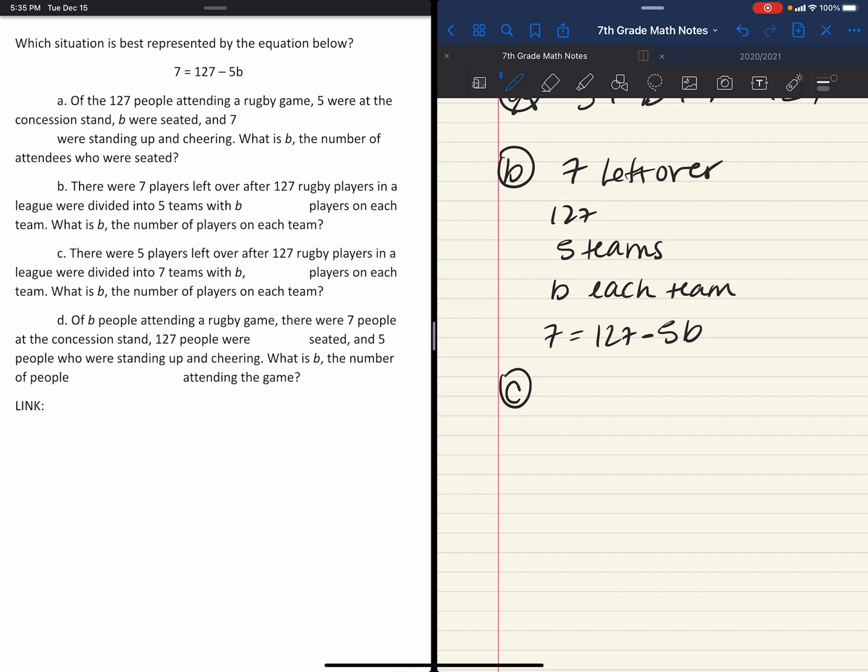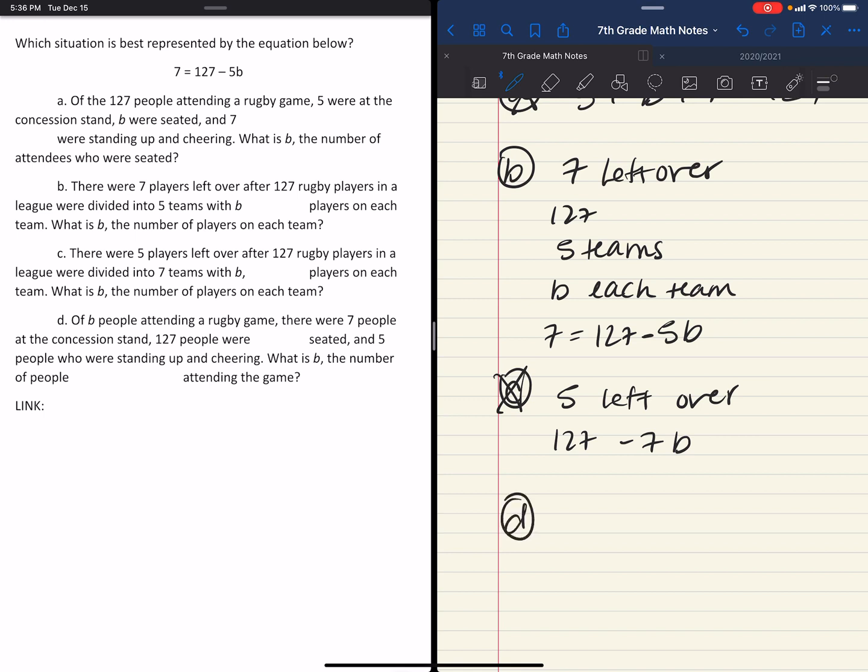There were 5 players left over, so 5 left over. I already know that this is not my answer. After 127 players in the league were divided into 7 teams with B players on each team. No. The 5 and the 7 are switched. Let's look at D.